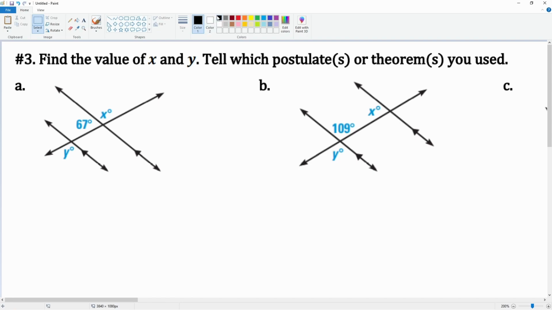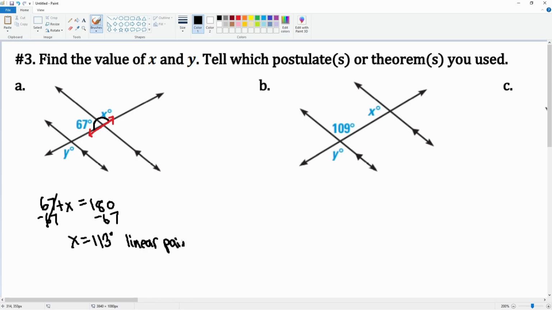Well, it looks like angle x and angle L here, they form a linear pair. So that means 67 plus x is equal to 180. So if we subtract 67 from both sides, we will get the value of x, which is 113. Okay, and I think we just used linear pair here.